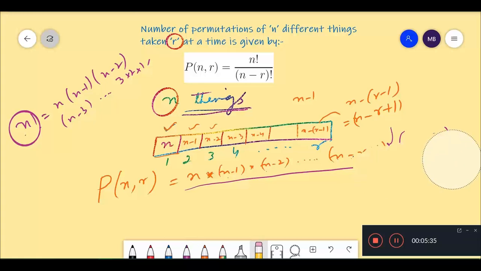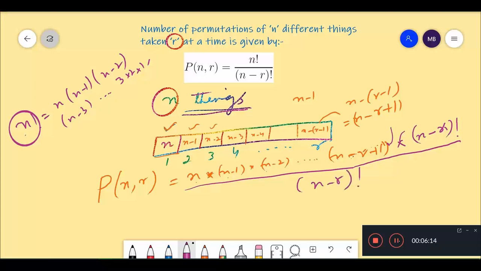So now we have reached n minus r plus 1, and we want to make it n factorial. Then we need to multiply it with n minus r factorial, because n minus r factorial terms are missing from this formula. Since we cannot just multiply it, as the actual formula is n into n minus 1 and so on, we can divide and multiply with the same number, n minus r factorial. So this is n minus r factorial.